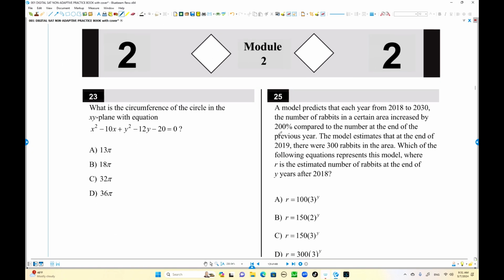Circumference of a circle. How can you find circumference? Circumference is 2 pi r. We need to find the radius of this one. But these are general expressions. We need to change to standard expression. If you change this form, this is the radius r.